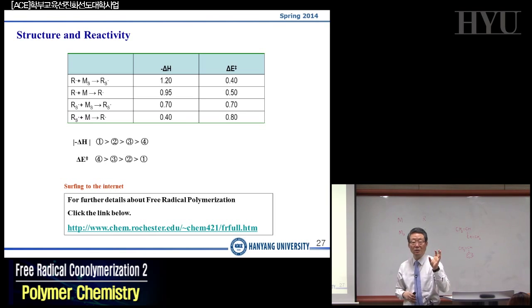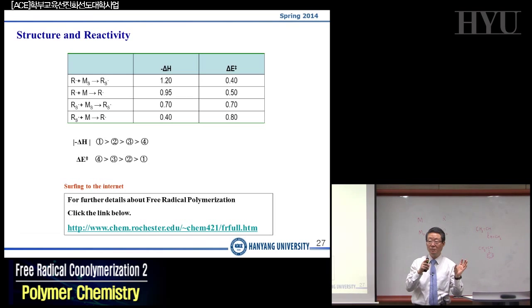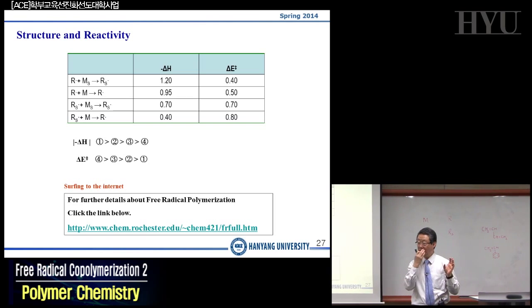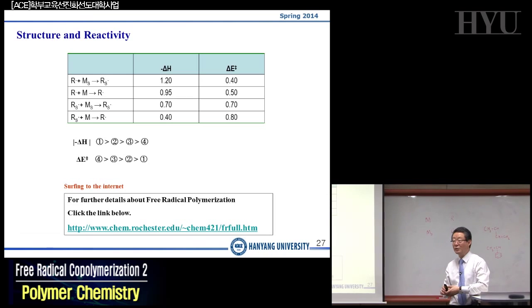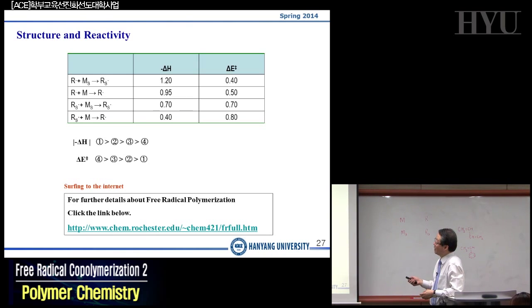If you remember, delta G is defined as delta H minus T delta S, and delta G should be negative for your polymerization reaction to occur spontaneously. Therefore, if you have a larger negative delta H, it's much easier to proceed with the copolymerizations. So the first column is the most probable reaction, with high reactivity, high probability, and low activation energy.